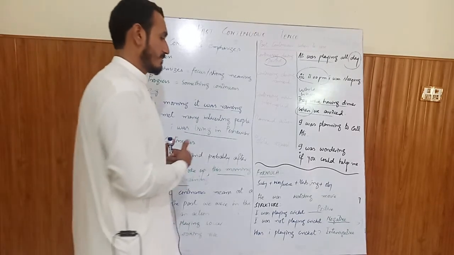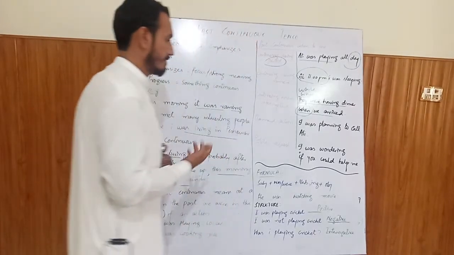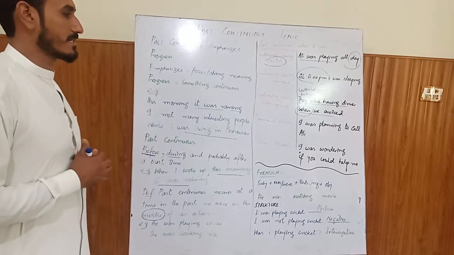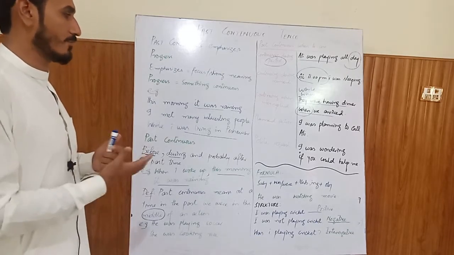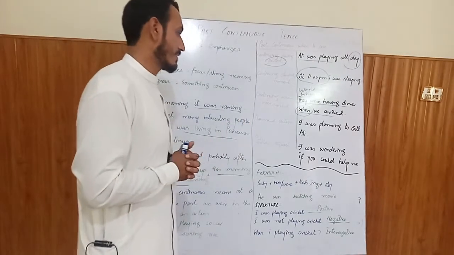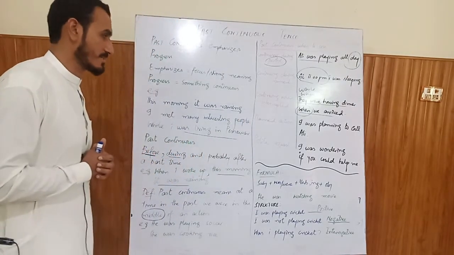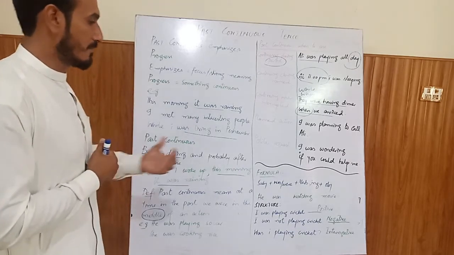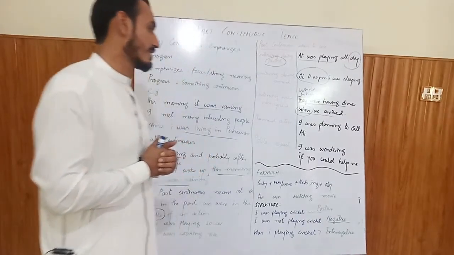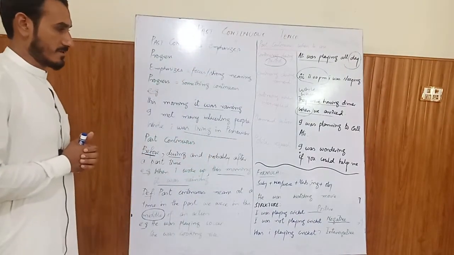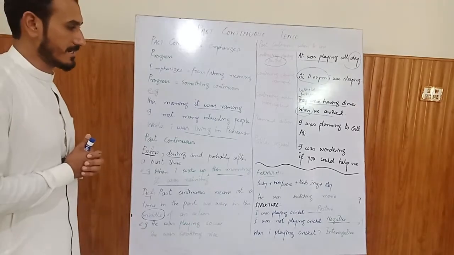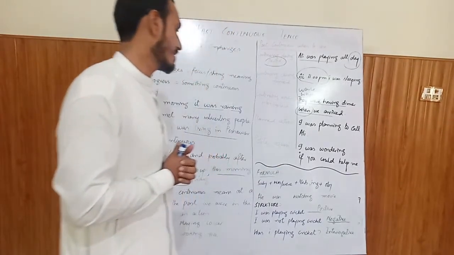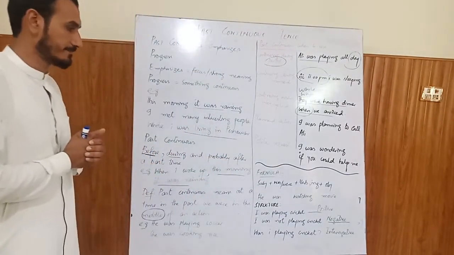Okay, planned activity, something which we have planned. For example, I was planning to call Ali. Sometimes when we are making a plan with ourselves, for that purpose we are using past progressive tense. I was planning to call Ali. Okay, for a polite request we are using past progressive tense. I was wondering if you could help me. For the polite request we are also using past continuous tense.